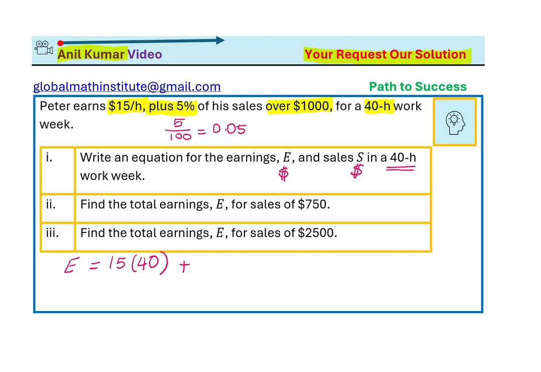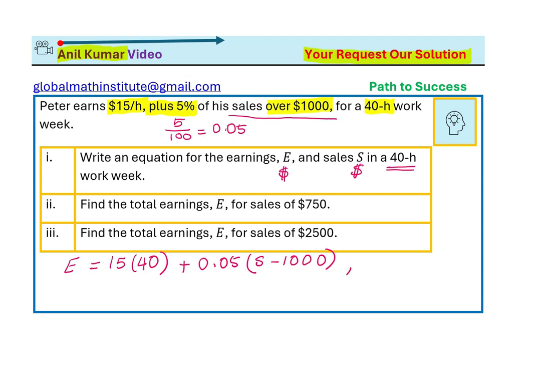Okay? So 0.05 of what? This is where students make some mistakes. Sales over 1000. Sales minus 1000. That becomes the earnings. Now, you will notice that we have to use this formula for part B, and there's also one more condition here. Can you tell me that?